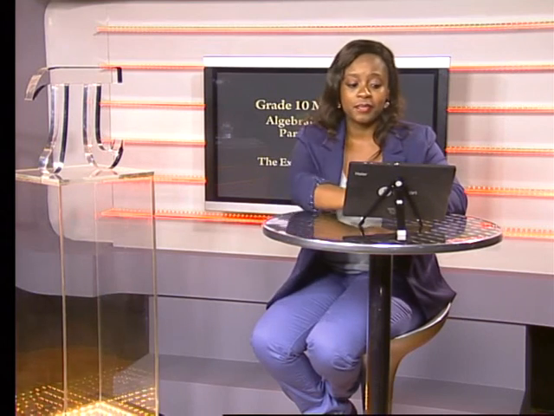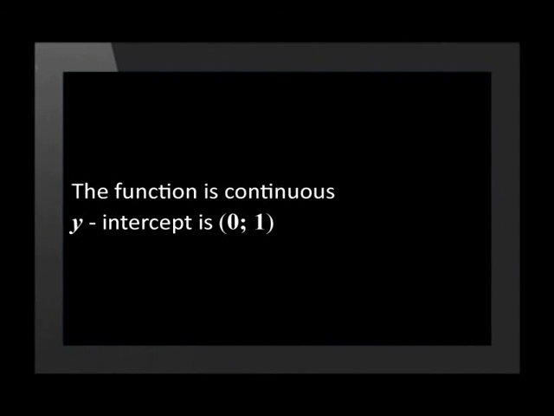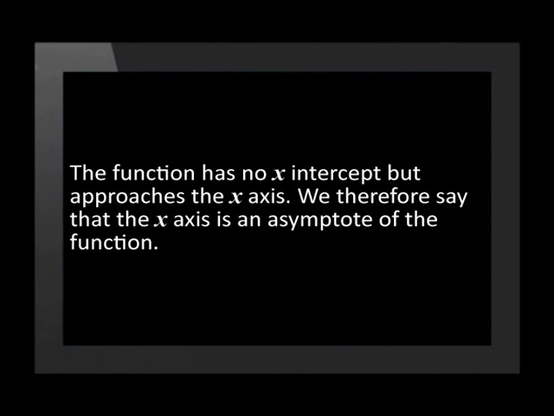Let's recap what we have learned in this lesson. The main features of the exponential function are: the parent exponential functions are of the form y is equal to b to the power of x, where b is greater than 0 and b is not equal to 1. The function is continuous. The y-intercept of the function has coordinates 0 and 1. The function has no x-intercept but approaches the x-axis. We therefore say that the x-axis is an asymptote of the function.